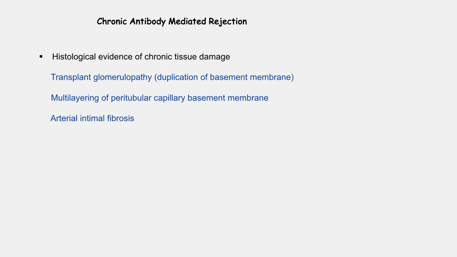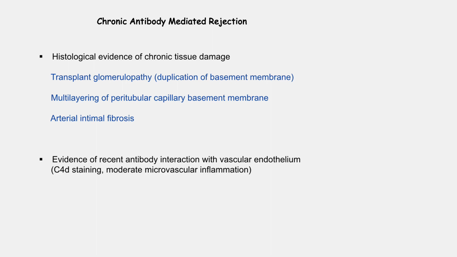In case of kidney transplant, deposition of extracellular matrix and fibrosis in basement membrane of glomerular capillaries result in condition called transplant glomerulopathy. Similar findings are also present in peritubular capillaries, resulting in multilayering of basement membrane of these capillaries. Then we need to have evidence that these changes are caused by antibody-mediated process, and we also need to identify donor-specific antibodies.